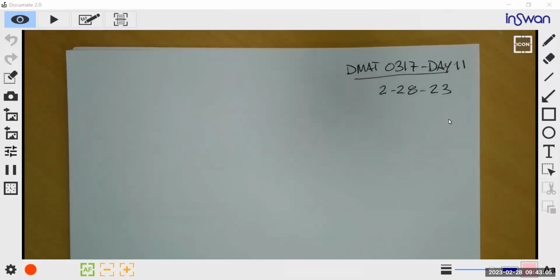Yes, a prime number is a number that can only be divided by itself and one. If it's not a prime number, it's a composite number, which means it has multiple factors. It can be multiplied by other things.